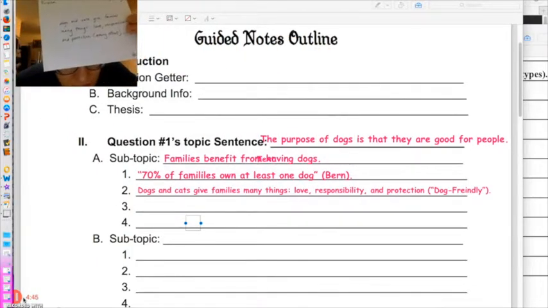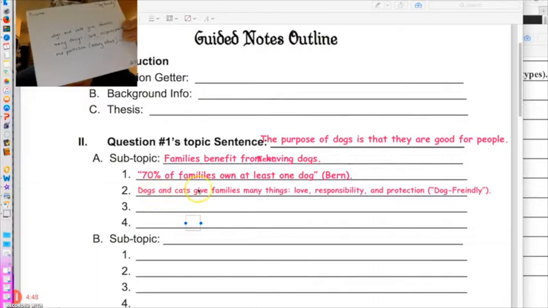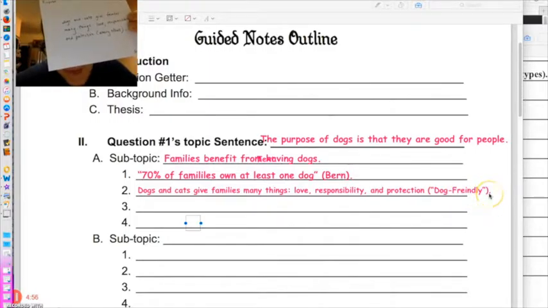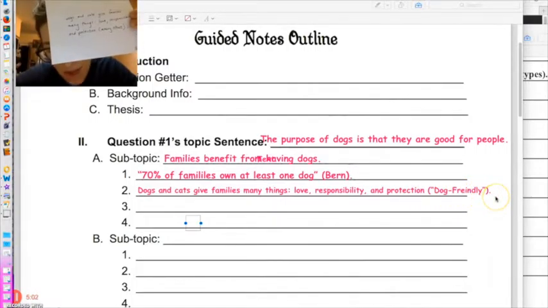So you can see that dogs and cats give families many things: love, responsibility, and protection. And then I put "dog friendly" in parentheses. Notice that the period comes at the end. So your period should go at the very end of the parentheses, not in, but on the outside.